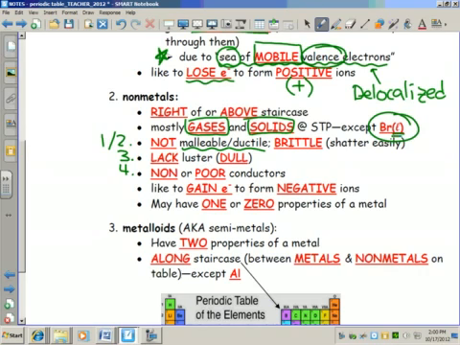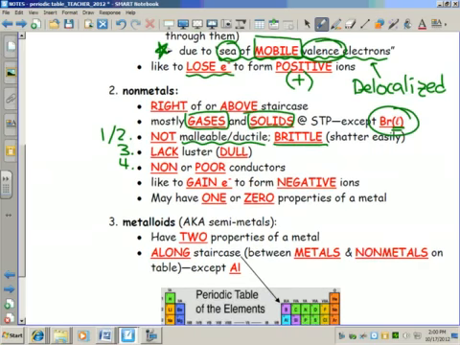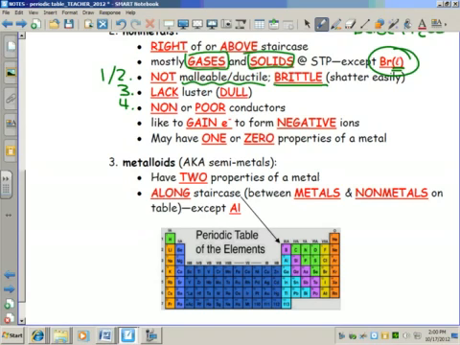Like I started to say, they're not malleable, which means another way of saying that is brittle. It means they shatter when you hit them with a hammer. They lack luster. They're dull, which means when you go to polish them or scrub them, they actually don't get more shiny. They get less shiny, and they're non or poor conductors.